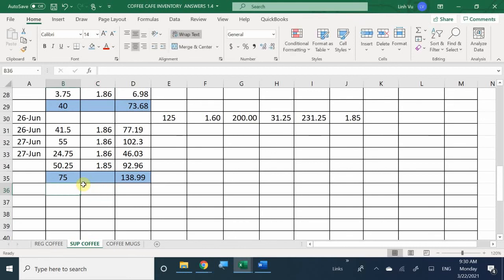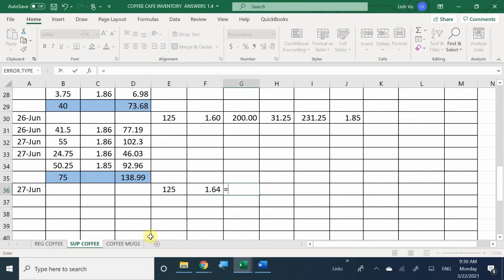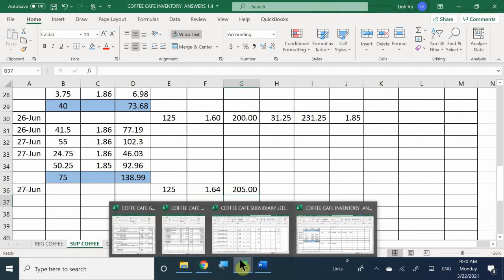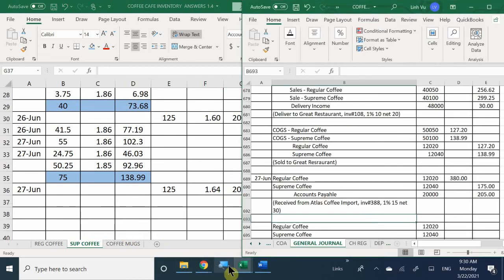I clicked on that one, I don't know why. 627. Okay, we purchased another 125 at what purchase price? 154. Okay, excellent. Now again, we have to wait for the freight. So, what's next? The freight.